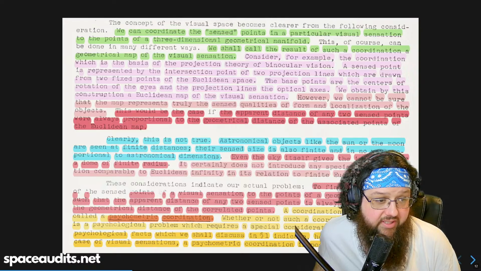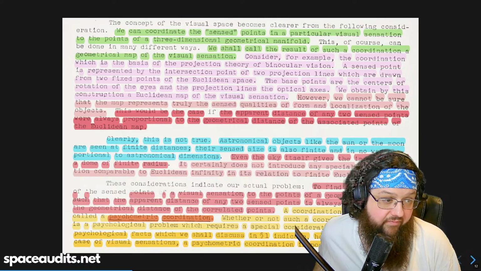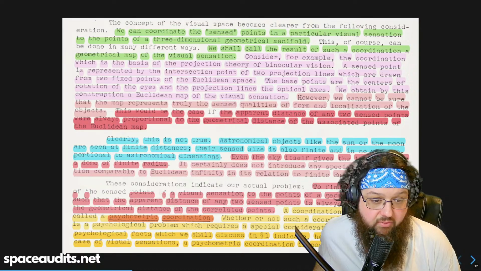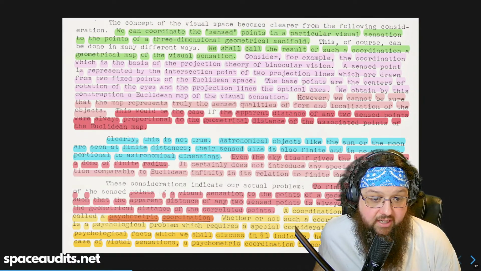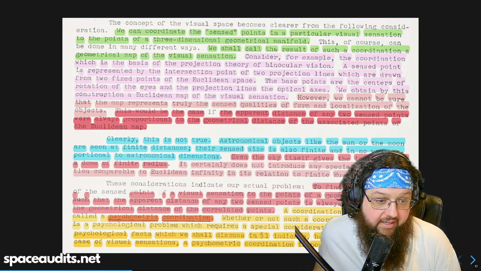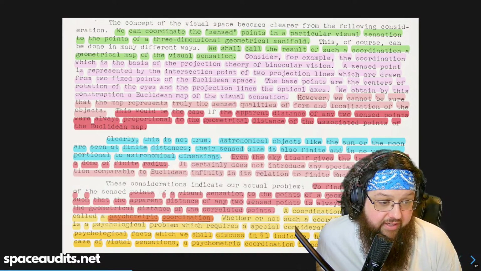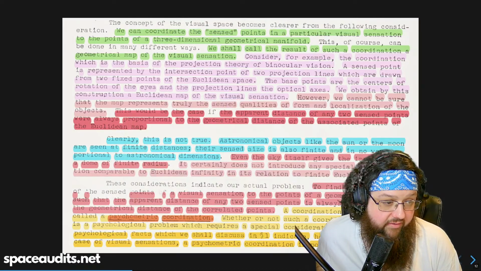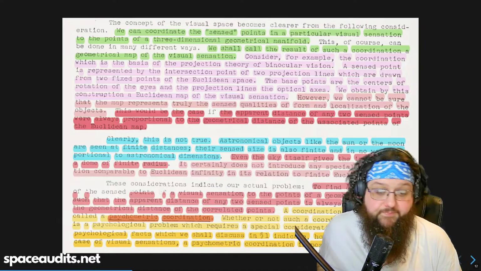To find a coordinate of the sensed points of a visual sensation, points of a geometrical manifold, such that the apparent distance of any two sense points is always proportional to the geometric distance in correlated points. A coordination of this type is called a psychometric coordination. Whether or not such coordination is possible is a psychological problem which requires special consideration. The basic psychological facts, which we will discuss, will indicate, however, that in the case of visual sensation, a psychometric coordinate is possible.